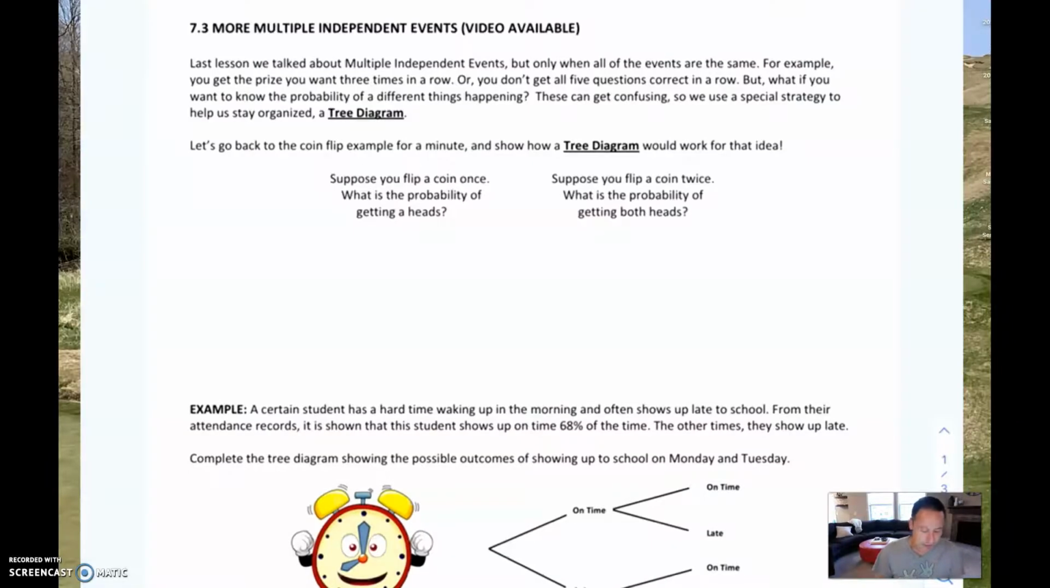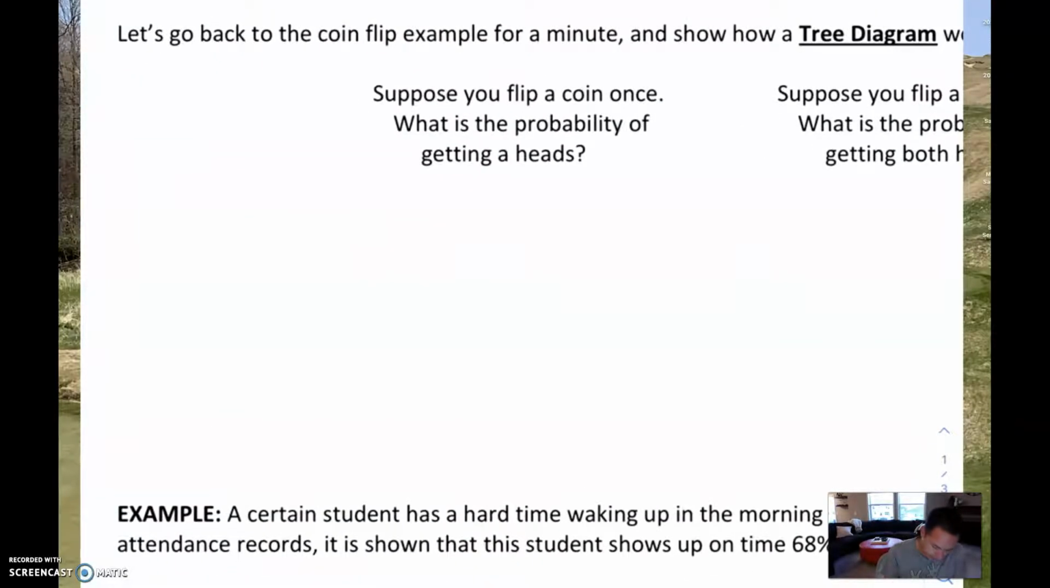It went to sleep. Okay, so we're going to again go back to flipping a coin. For that coin flip example, we're going to show how a tree diagram can work. So suppose you flip a coin once. What's the probability that you get a heads? You are given a coin and you could either get a heads or a tails. So the probability of getting a heads is 1 out of 2, so I'm going to just call it 1/2, 50%.